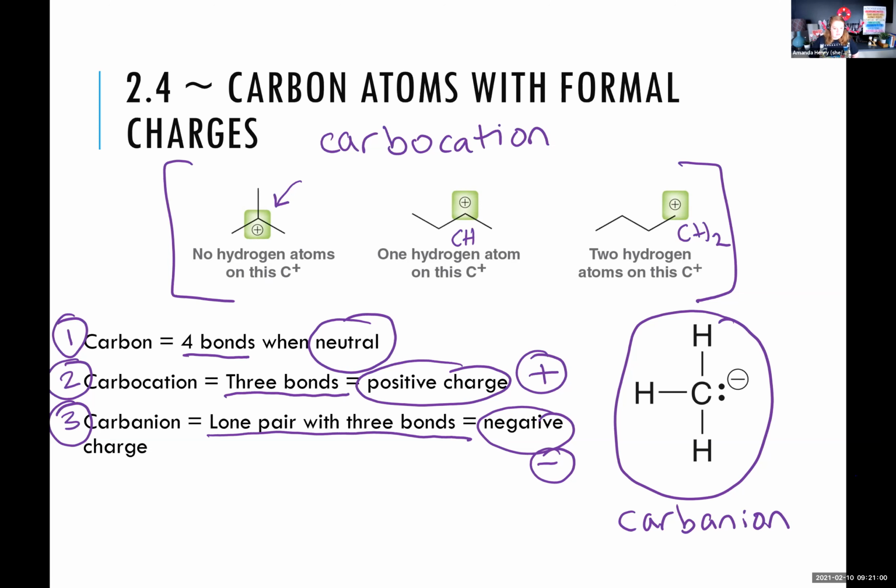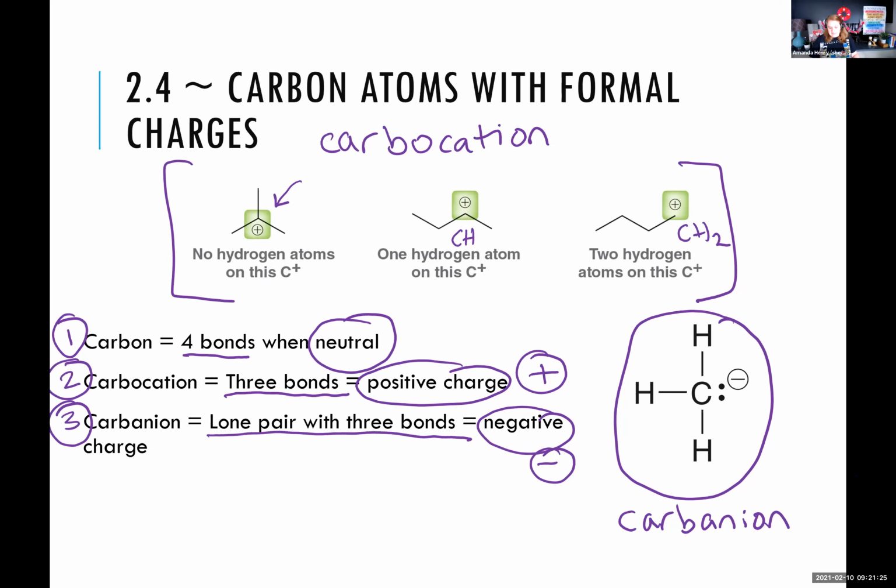This list, a neutral carbon, carbocation, carbanion, is definitely in order of how often we'll see them. We're going to see neutral carbons the majority of the time. Carbocations would be next in how often we see them. And then carbanions are definitely the least common. They don't show up very often at all.